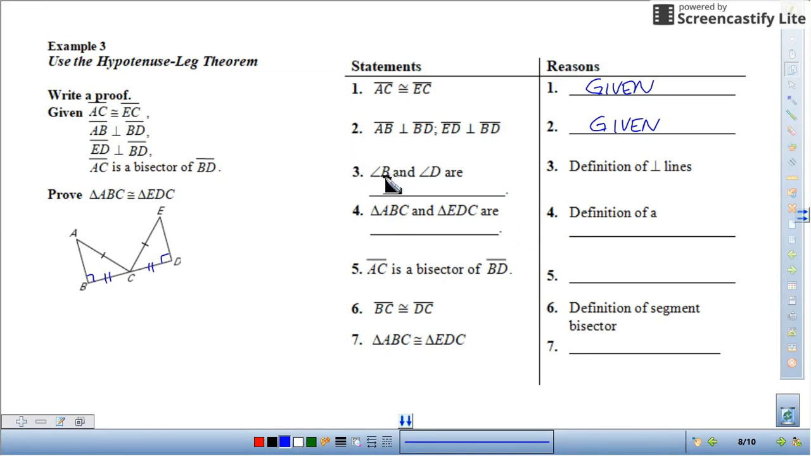Next statement is that angle B and angle D are something. And you can see over here, our justification is that it's the definition of perpendicular lines. So if we know that the lines are perpendicular, we know based on the definition that that would have to form right angles. So we know that angle B and angle D are right angles.